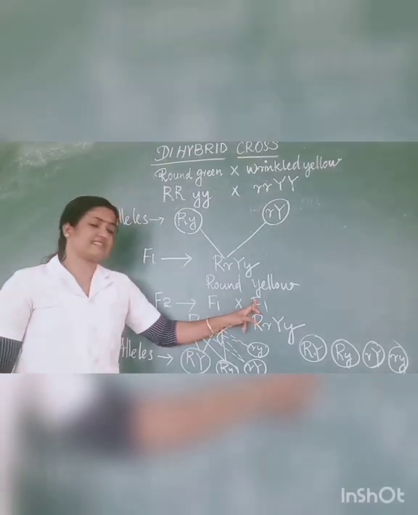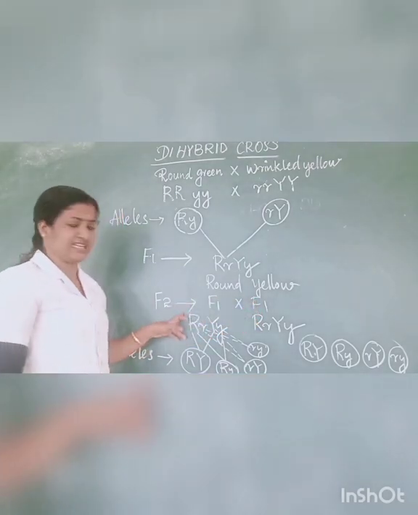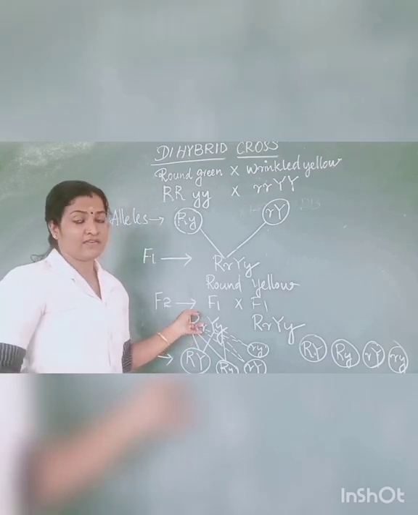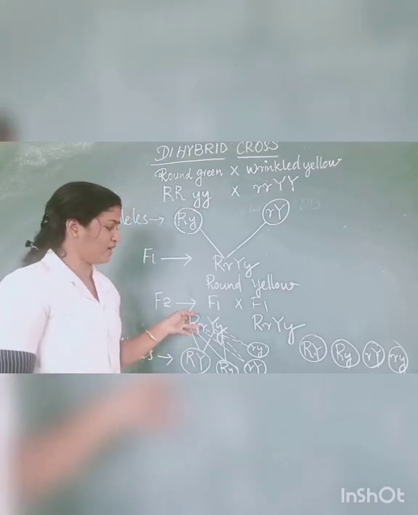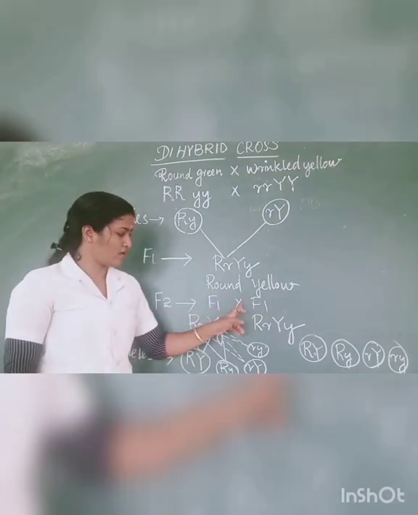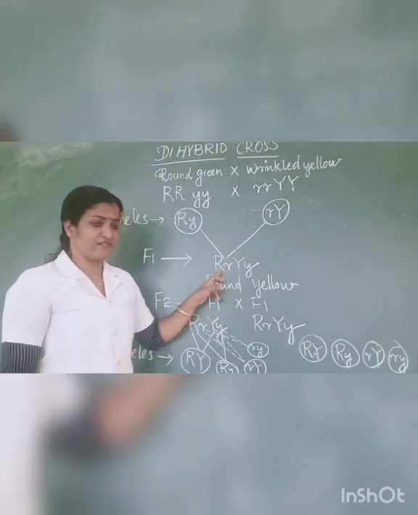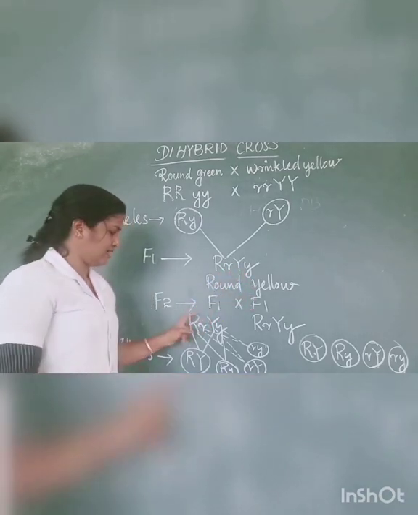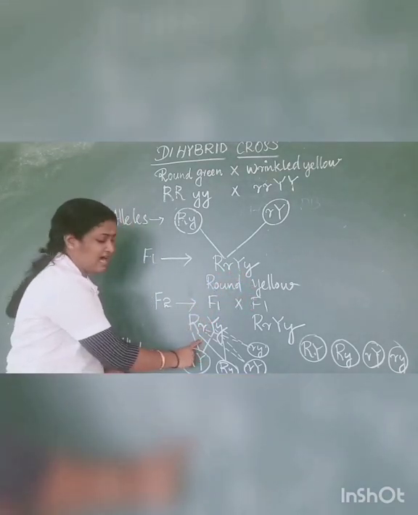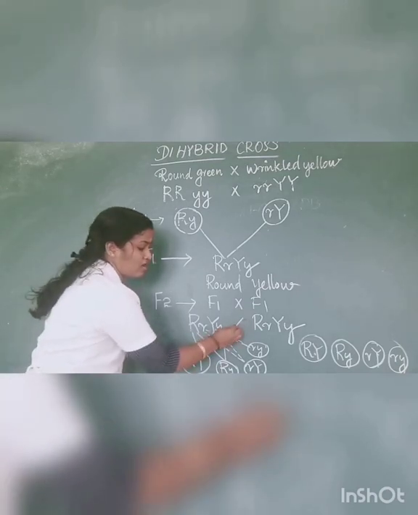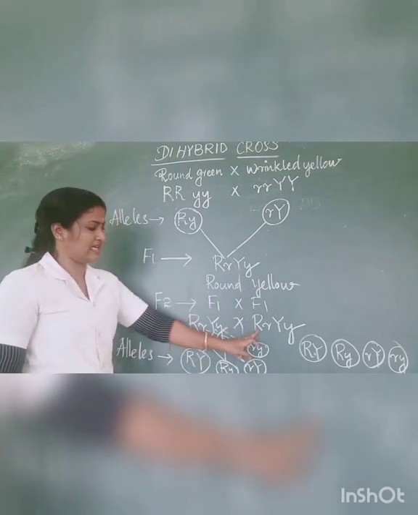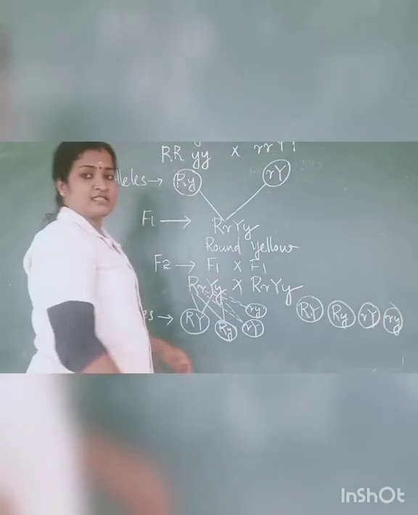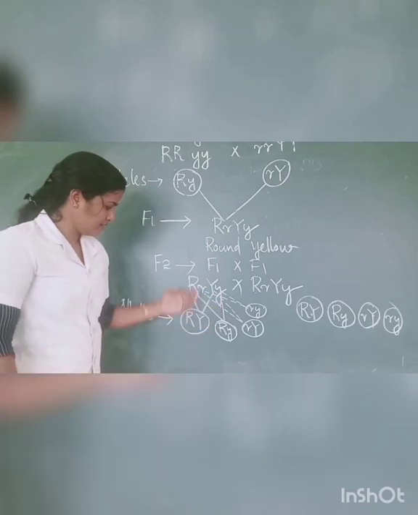Okay, then the next step is the production of the F2 generation. How? By self-pollination. Self-pollination means F1 crossed with F1. So what is F1 here? Capital R, small r, capital Y, small y. So capital R, small r, capital Y, small y crosses with the same genotype, capital R, small r, capital Y, small y. So how can we make alleles?